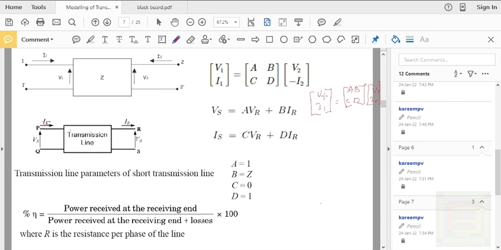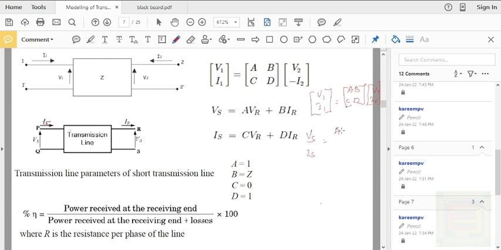And from here, V1 is the voltage and I1 is the current at port 1. V1 is Vs here, and I1 is the current flowing into the network at the first port, so that is Is, the sending end current.